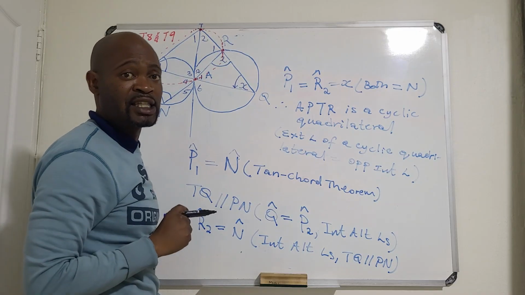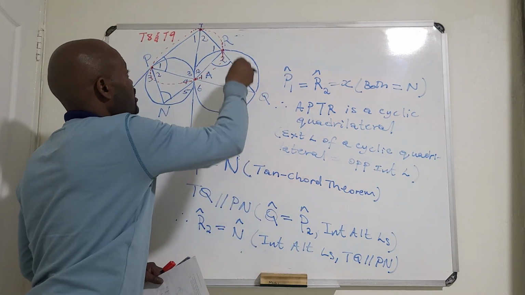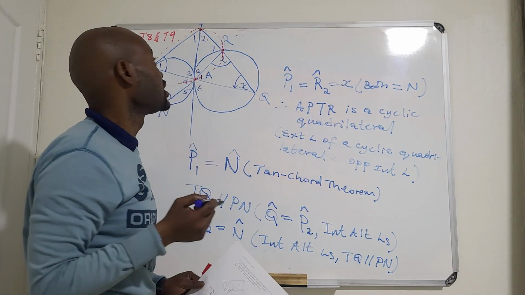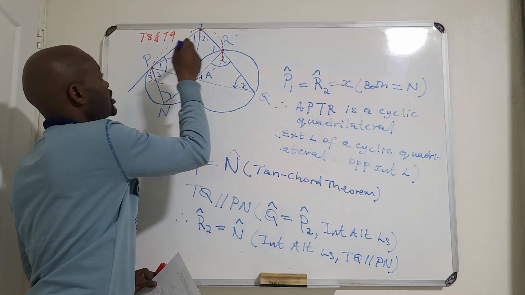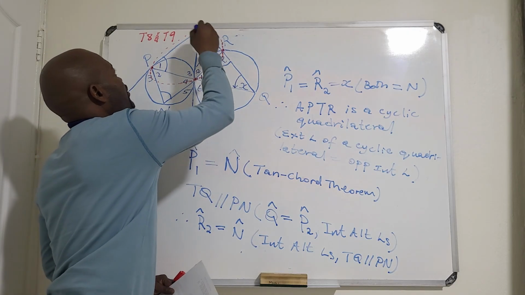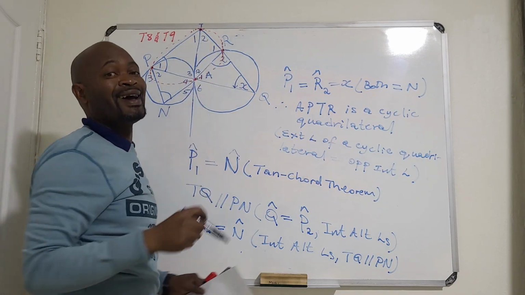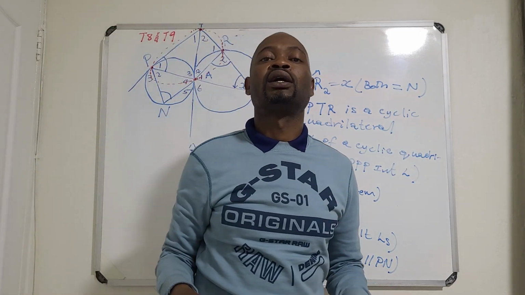Therefore, APTR is a cyclic quad, but not just a cyclic quad for these circles, as I've said. Since we have proved that this is equal to that, then we know that there's an imaginary circle there of which APTR is a cyclic quad too.